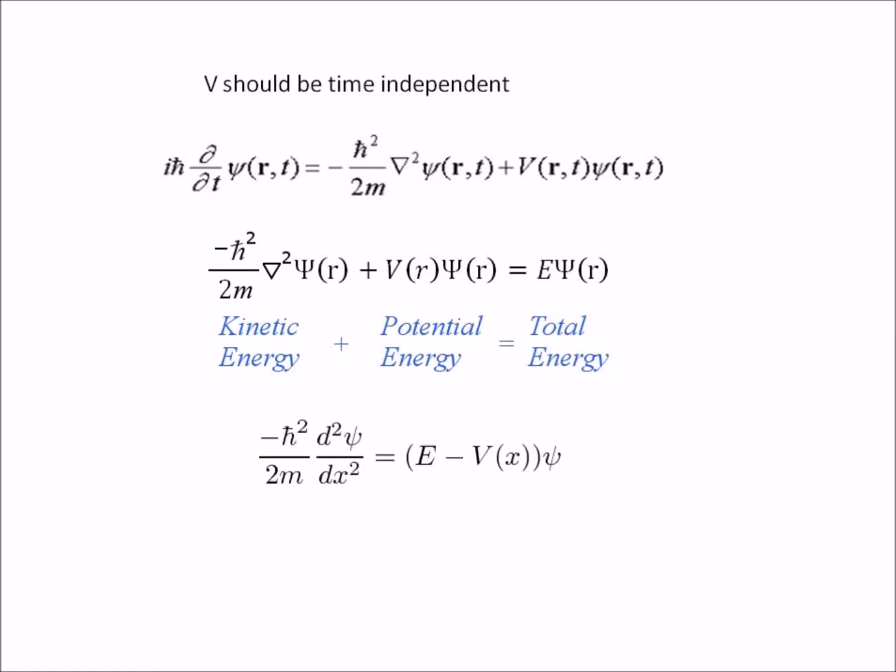For one dimension, it can be written as minus h cross square by 2m d square ψ by dx square is equal to (E minus V) ψ. We can solve this equation and find out the ψ. So what is special about this variable separable method? There are three different specialties.